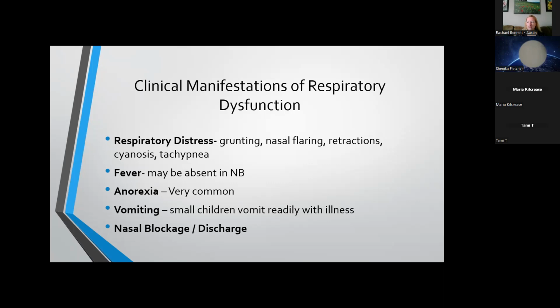Vomiting, we may see, especially in our young population, if we've got excess mucus, they have to get rid of it some way, and typically that's going to happen through vomiting, okay? Nasal blockage, discharge, we may hear some stuffiness, especially when they're feeding. It's going to make feeding more difficult, either breastfeed or bottle feed, the younger that baby is, okay?